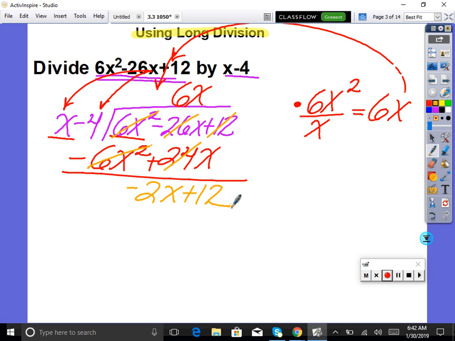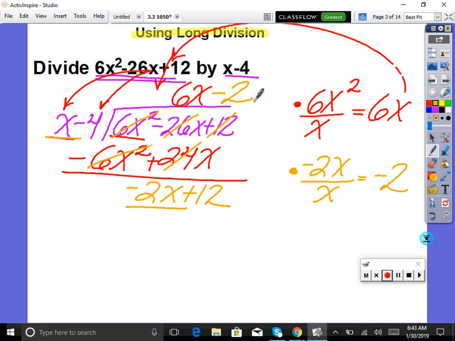And now we just have a new problem. We're literally starting this roundabout process over again. So we say, okay, starting over. We make a bulletin point. Your leading term is negative 2x, your leading term is x. So start the process over. You'll take negative 2x divided by x, and we get negative 2. That's part of your answer. So we put it on top, minus 2.